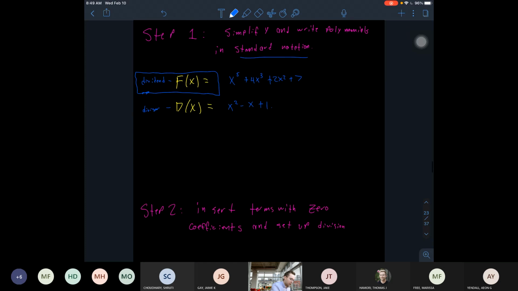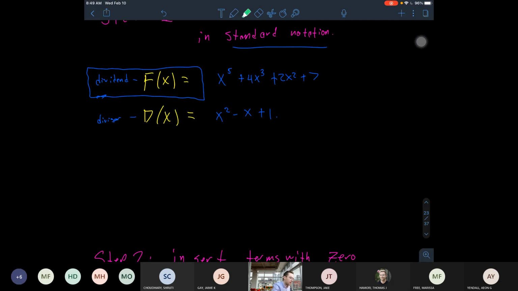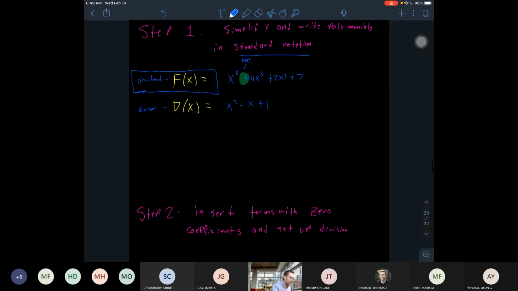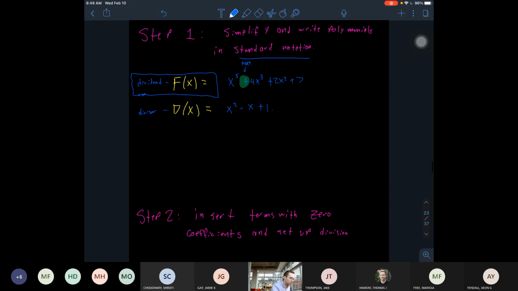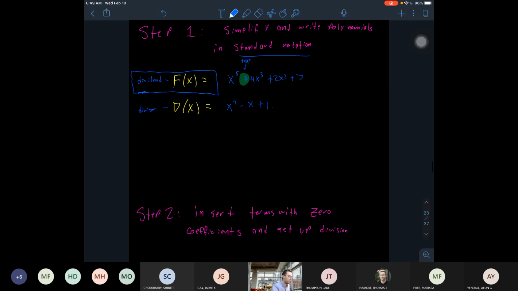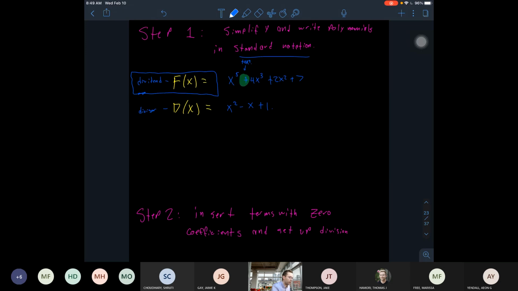So step 2, I'm going to insert terms with 0 coefficients and set up division. What I mean by that is, hanging out in between x to the 5th here and plus 4x cubed, there's sort of a hanging plus 0x to the 4th. I'm going to include that even though it's not really saying anything. I'm going to include it so that when we do our long division, you're going to see why we want to have that hanging there.